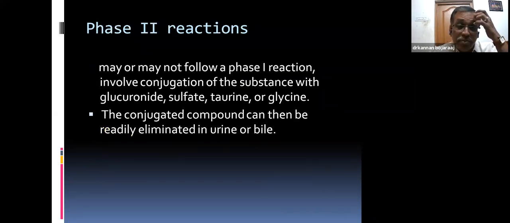And the phase 2 reaction may follow phase 1 or occur directly, and it is mainly a conjugation reaction with a substance like glucuronide, sulfate, or glycine. Drugs conjugated with these chemicals become water soluble metabolites and are eliminated in the urine. If not water soluble, they become lipid soluble and are excreted in the bile. That is the importance of phase 2 reaction, conjugation.